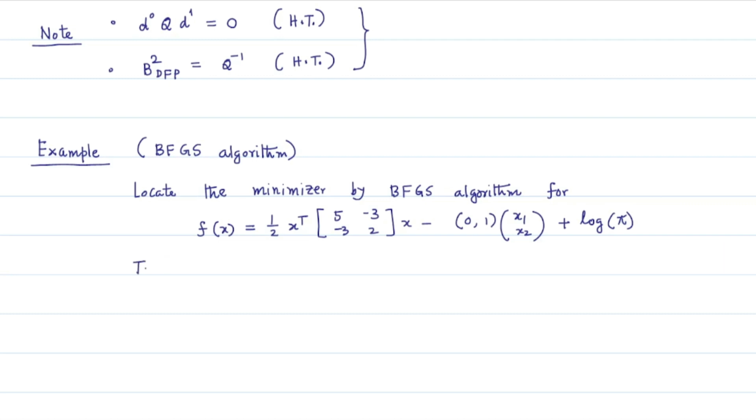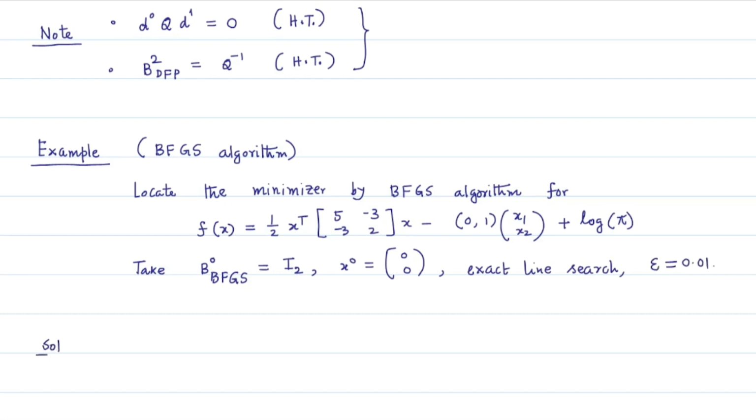You take the initial update matrix B0 BFGS as the matrix I2, initial point as the origin of R2, step length by exact line search, and the termination scalar as 0.01. I am keeping this as a home task just to verify whether you are aligned to the correct calculation or not.